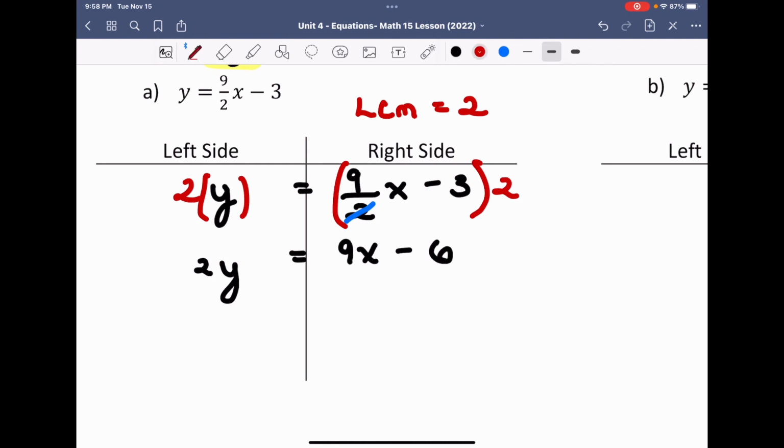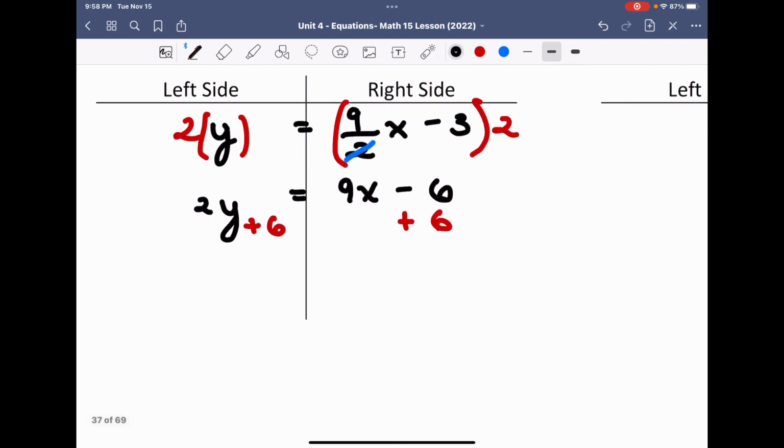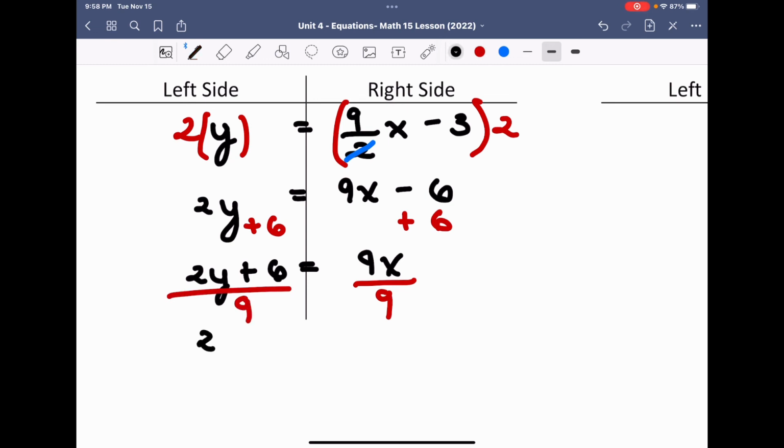Now, I'm going to add 6 to both sides, which is the opposite operation here. This is going to give me 2y plus 6 is equal to 9x. I'm going to divide both sides by the 9 being multiplied. Therefore, I get 2y plus 6 all over 9 is equal to x. Now, I could reduce this if I wanted to separate these in terms of separate fractions. However, I'm going to leave this as one fraction together and leave this as my solution.